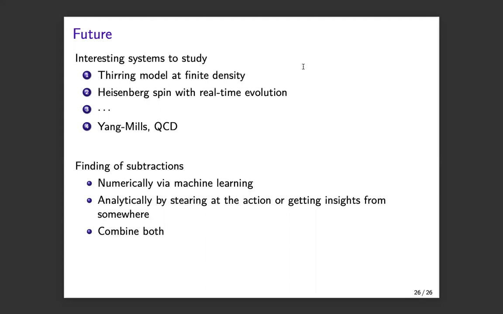What base time dimensions are you going to be using for some of these other models? For the 3+4? For Thirring, we're doing just 1+1. Okay. Spin, hopefully 2+1.